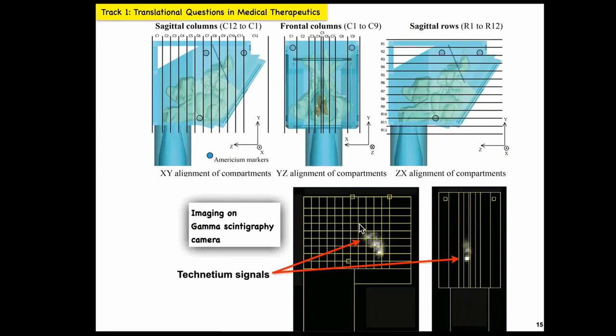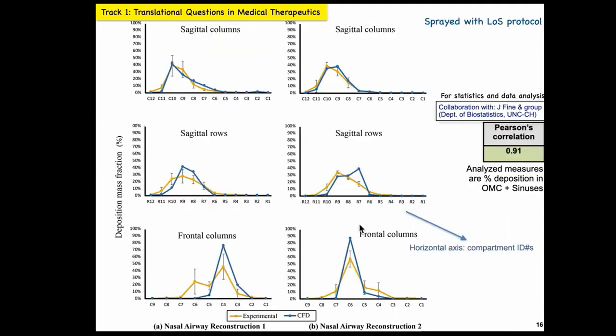And the way I compare the CFD data with the experiments is like this. So if you look at the top row, I have virtually broken up the in silico model into these vertical compartments. So I first have the sagittal columns, and then the frontal columns, and then horizontal compartments, the sagittal rows. And I can extract the predicted drug delivery from the CFD from each of these compartments and compare that with the corresponding signals from the experimental data. I do this comparison. So again, I have the comparison for the sagittal columns, the sagittal rows, and the frontal columns. And on the horizontal axis for each of these plots, I have the different compartment ID numbers.